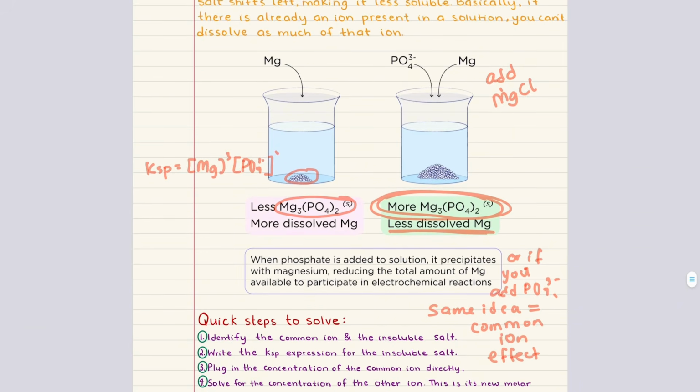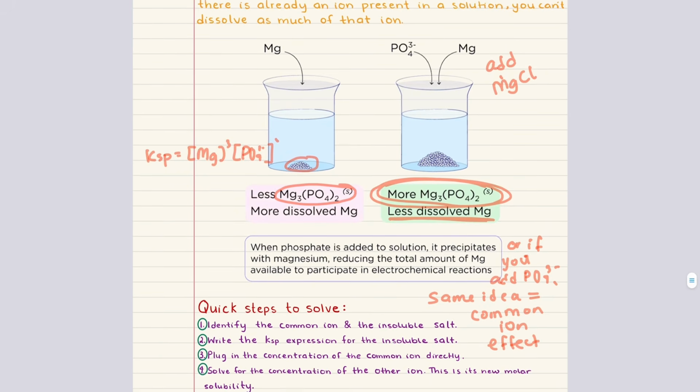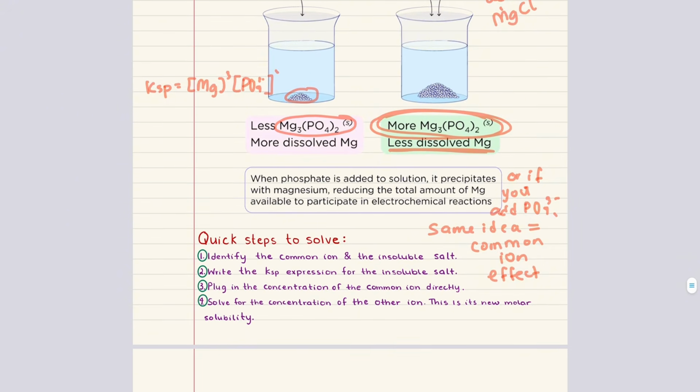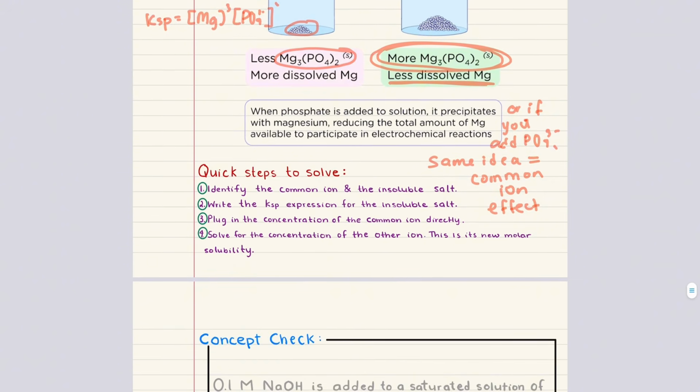And this effect has several important consequences. In precipitation reactions, it allows us to predict when a solid will form upon mixing two solutions. In buffer chemistry, the common ion effect is what stabilizes pH when a weak acid or weak base is paired with its conjugate salt. And we're going to see that in later lectures and reaffirm it some more when we get to acid-base chemistry.